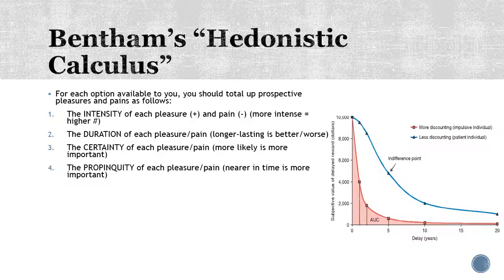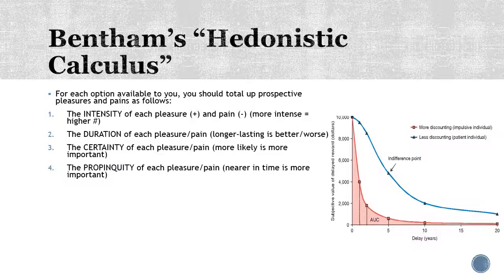The fourth thing that Bentham identifies is the propinquity of each pleasure or pain. And propinquity is one of those unfamiliar words. People use that word a lot, but really it's the only English word that means what it means, as far as I can tell. What it means is nearness in time. And so the idea is that we tend to think things are more valuable, or at least certainly more important, if they're going to happen sooner.